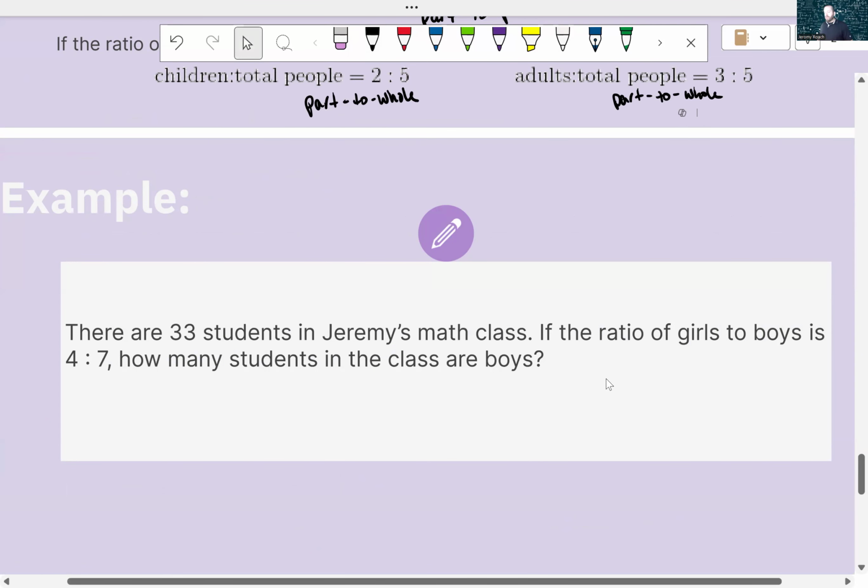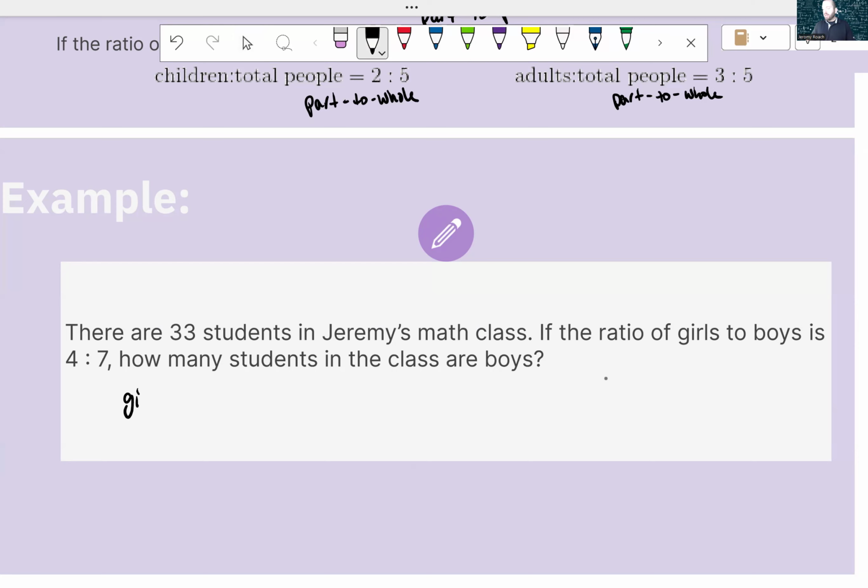Here's the next one. It says there are 33 students in Jeremy's math class. If the ratio of girls to boys is 4 to 7, how many students in the class are boys? So we're going to write our ratio of girls to boys. I like to write them like this, and then write 4 to 7 like that.